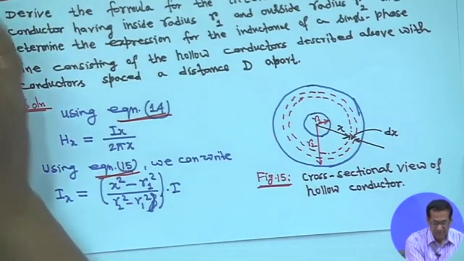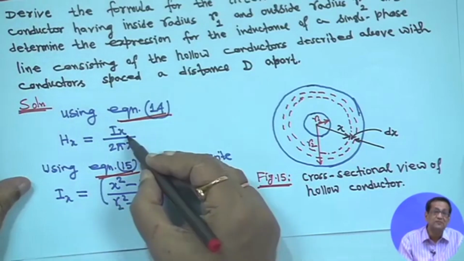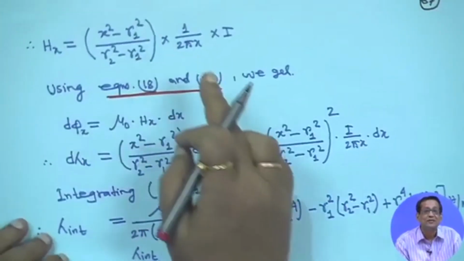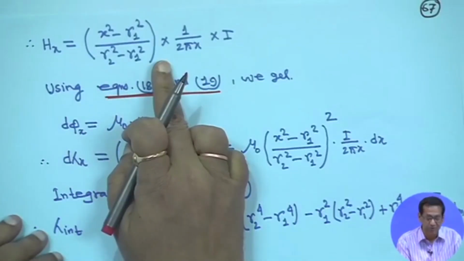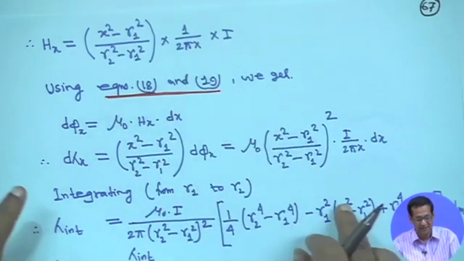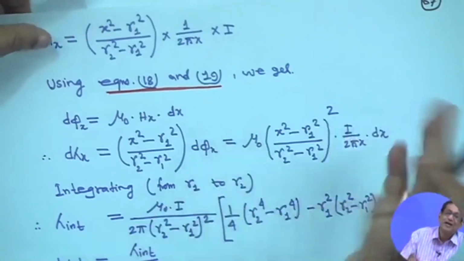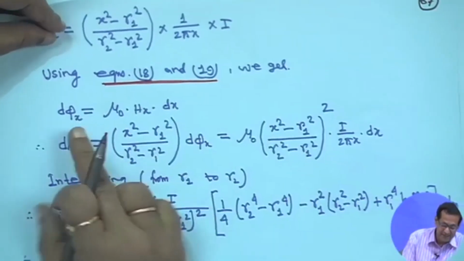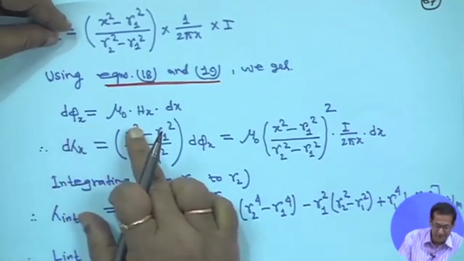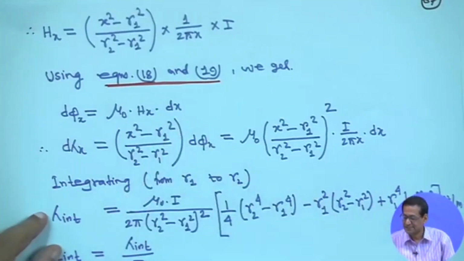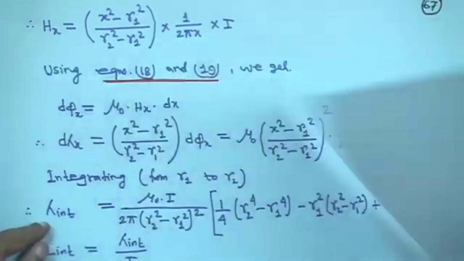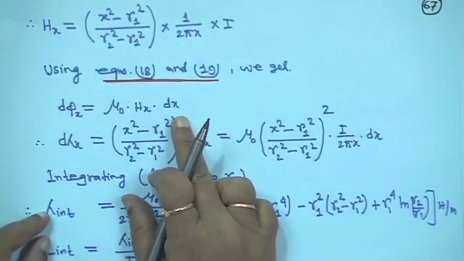Therefore, this Ix you substitute here. If you substitute, then Hx will be (x square minus R1 square) divided by (R2 square minus R1 square) into 1 upon 2 pi x into I. Now, using equations 18 and 19, you will get the differential flux linkage, that d phi x is equal to mu 0 into Hx into dx. That means in this region only, the differential flux d phi x is equal to mu 0 into Hx into dx.